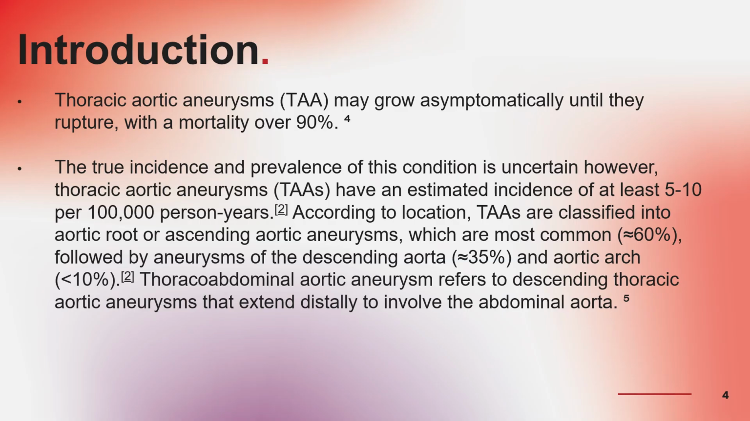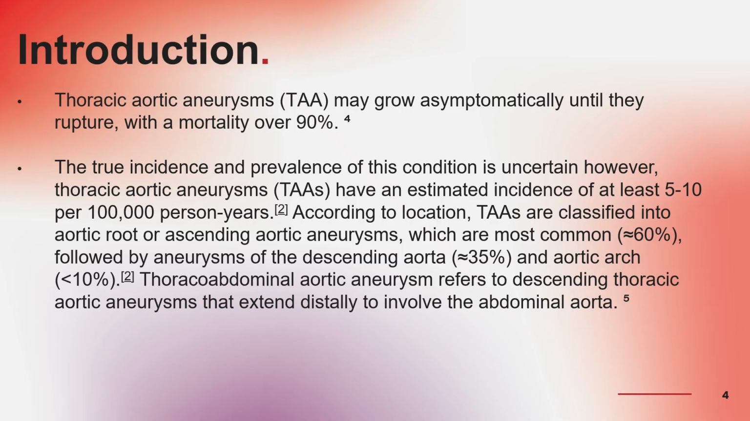Thoracic aortic aneurysms may grow asymptomatically until they rupture, with a mortality over 90%. The true incidence and prevalence of this condition is uncertain. However, thoracic aortic aneurysms have an estimated incidence of at least 5 to 10 per 100,000 person years.